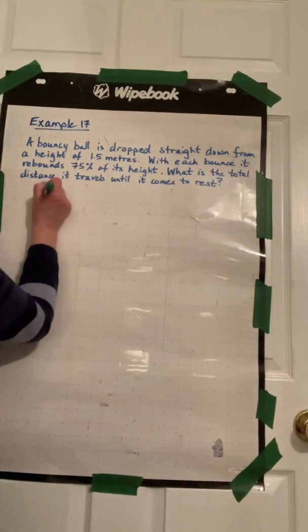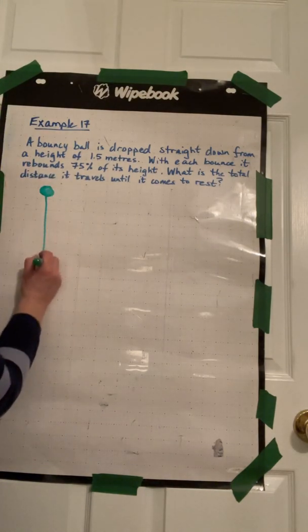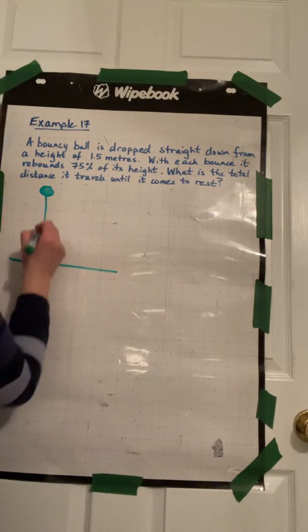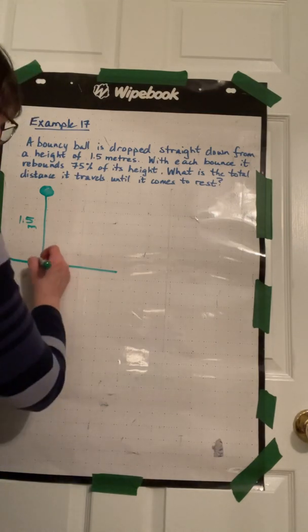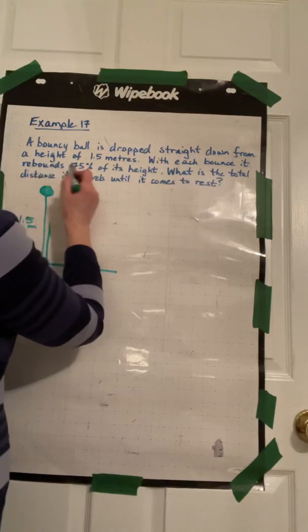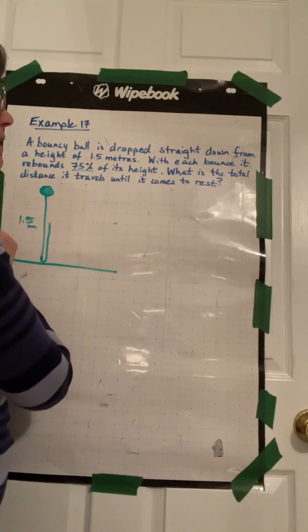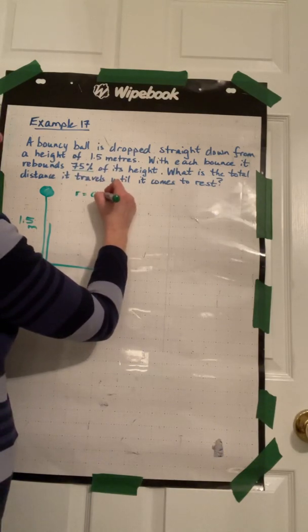Okay, so I'm going to draw the situation. We've got a bouncy ball and it's dropped to the floor or the ground, 1.5 meters. It hits here and it bounces up. With each bounce, it rebounds 75% of its height. So that means that r is going to be 0.75.